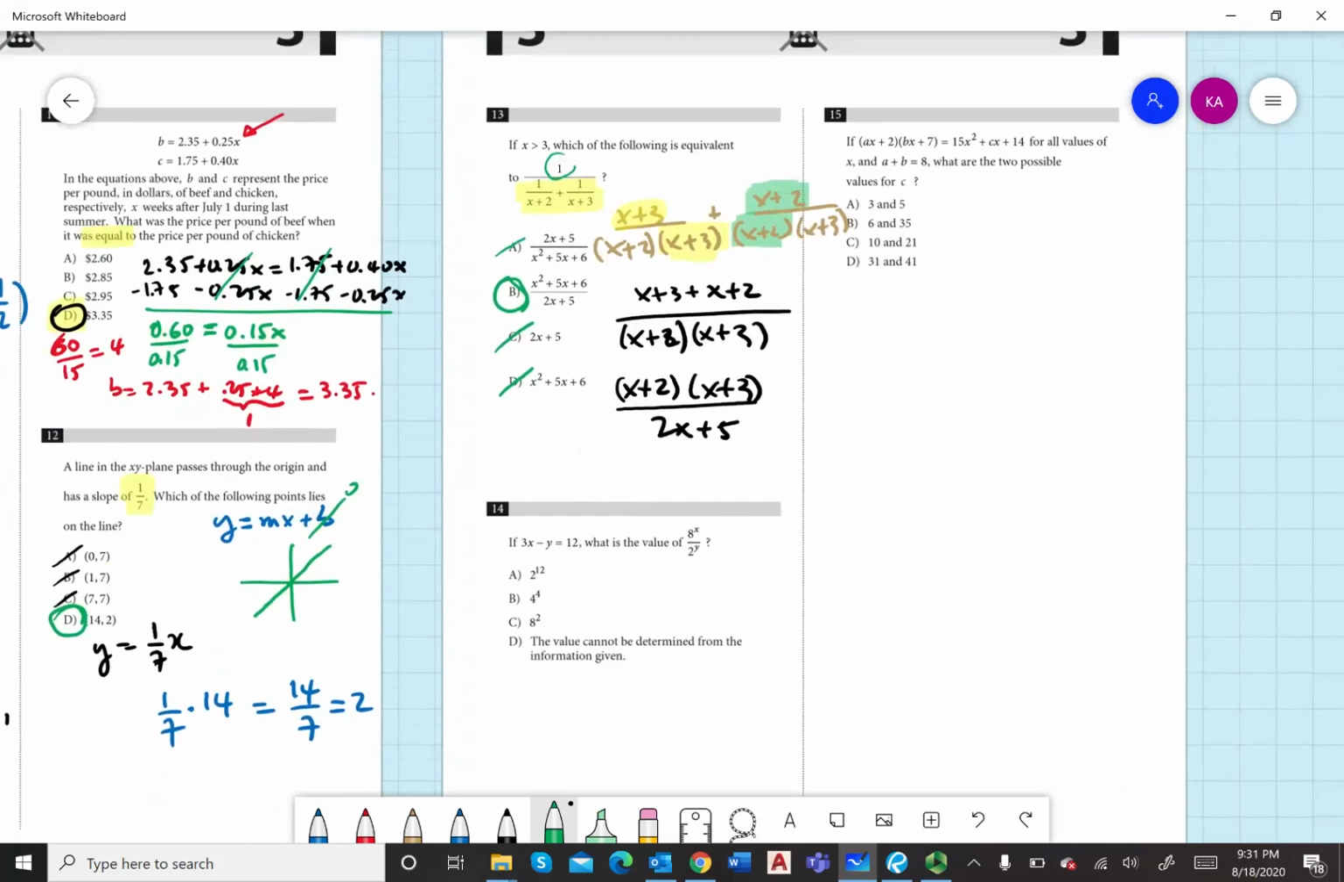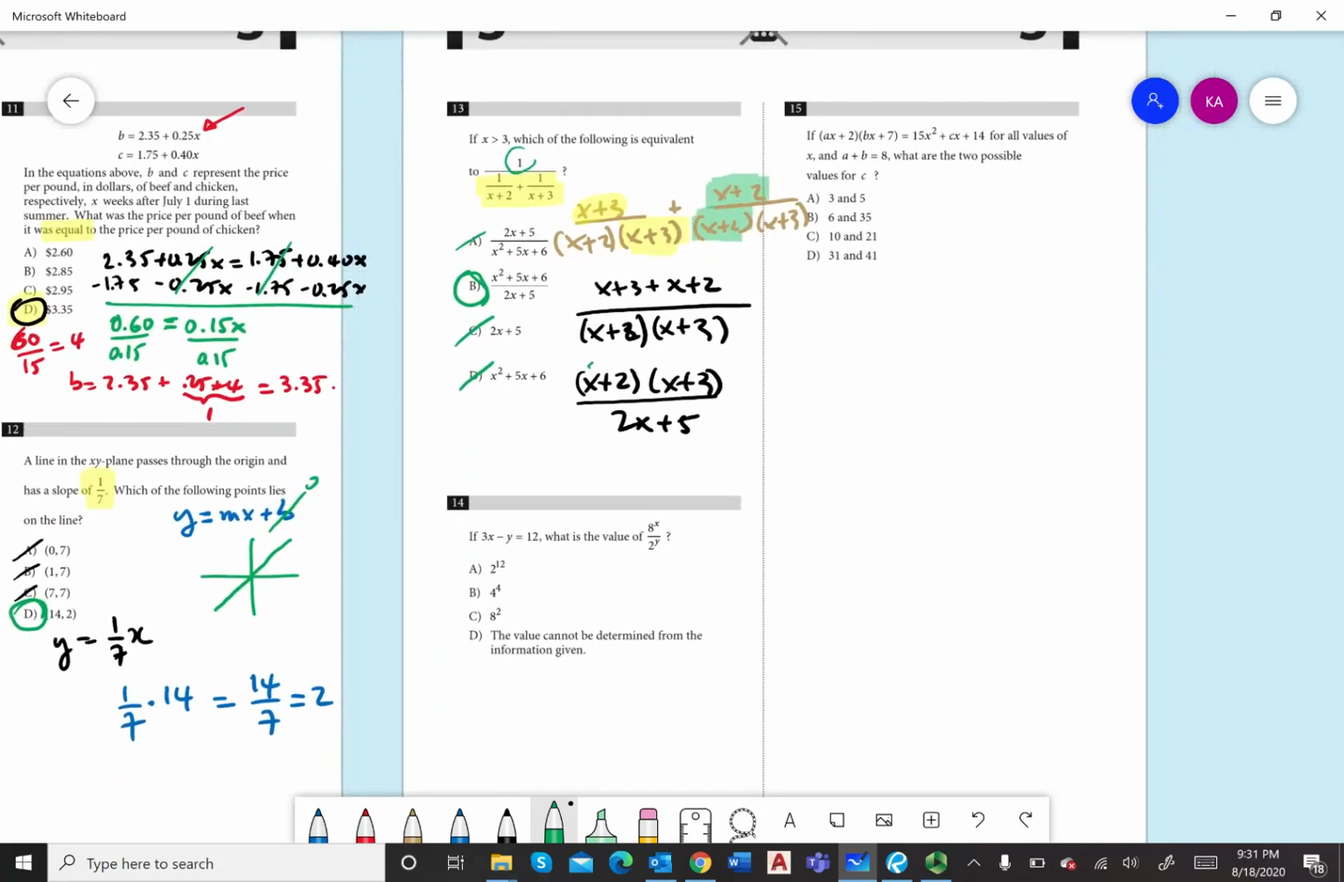If you want to feel comfortable, you want to just expand this just to make sure, okay? So you can use the table form, or you can just expand it. So x and x, x squared, x and 3, 3x, 2 and x, 2x, and then 2 and 3, 6. So these will be 5x. So I have x squared plus 5x plus 6, which is that. So the answer is B.